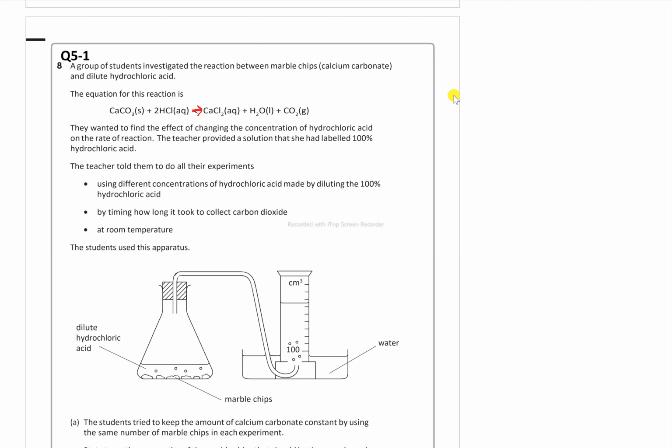So a group of students investigated the reaction between marble chips, which is calcium carbonate, and dilute HCl, hydrochloric acid. They wanted to find the effect of changing the concentration of the acid on the rate of reaction. The teacher told them to do the experiments using different concentrations by diluting 100%, by timing how long it took, and at the same room temperature.